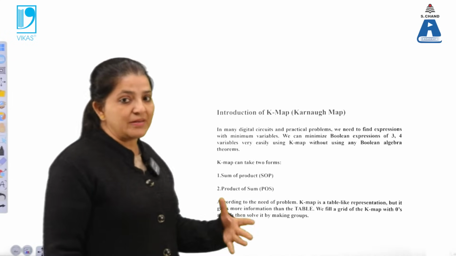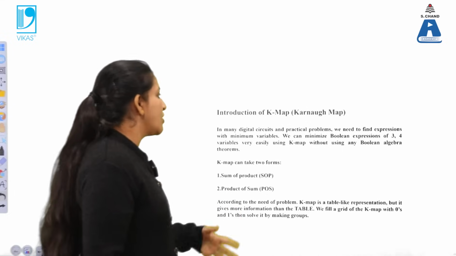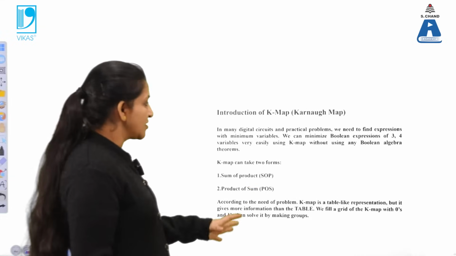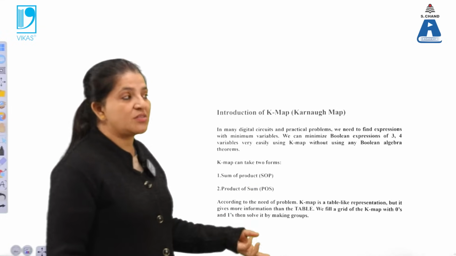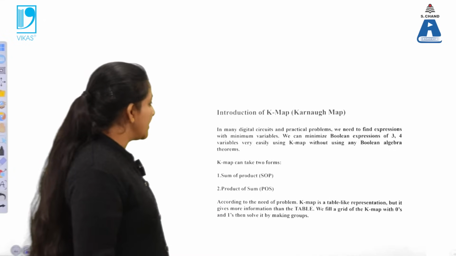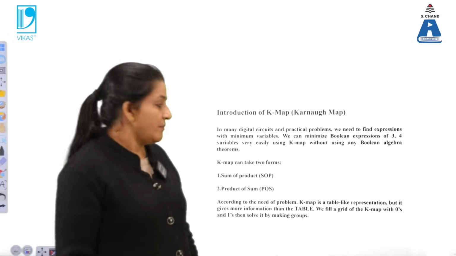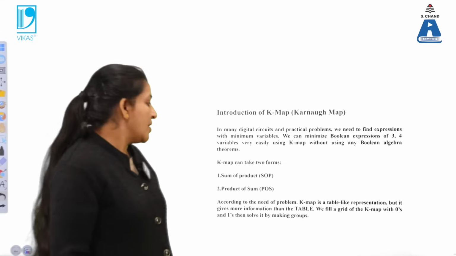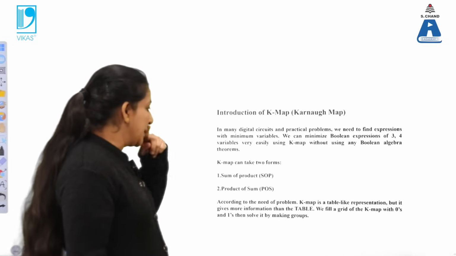So they are also a simple way, but in K maps, we can find the expressions or the output value without using those expressions, and the variables can also be reduced. So in this case, we are using the minimum number of variables. A K map can take two forms. One is a sum of products, known as the SOP form, and the second is a product of sums, known as the POS form. SOP and POS forms are used according to the need of the problem.